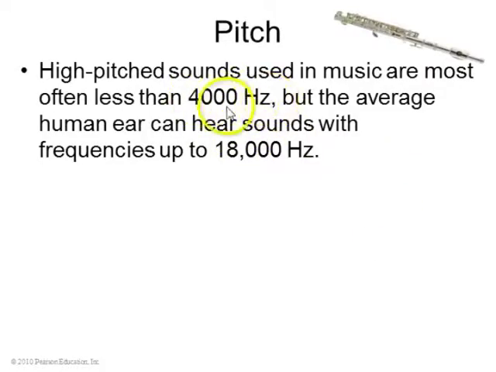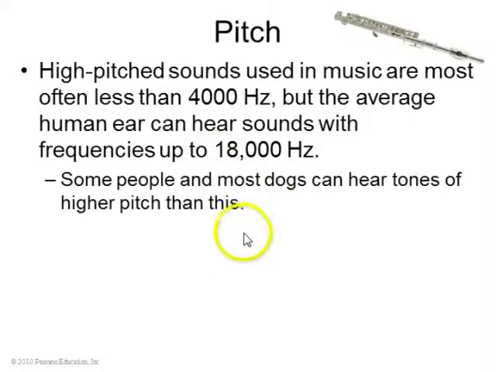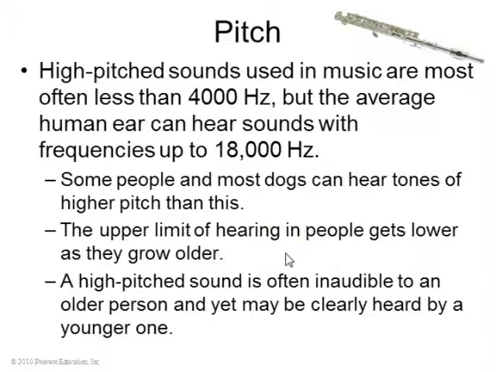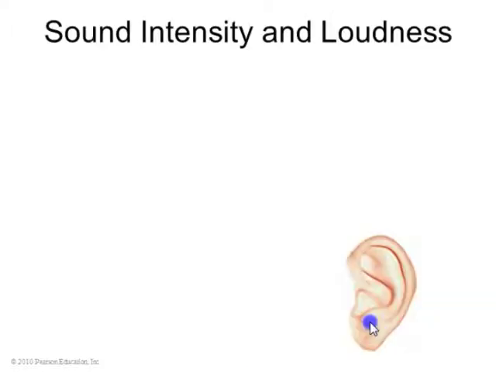In music, the pitches we use at the very high end, like a piccolo, go up to about 4,000 hertz. That's about as high as you want to hear during music. But in fact, your ear is sensitive up to maybe around 18,000 hertz. Certainly some people and most dogs can hear even a little above that. But this upper limit, as we said before, goes down as you get older, meaning that a very high-pitched sound above 18,000 hertz might be inaudible to someone like me, but a younger person might be able to clearly hear it.